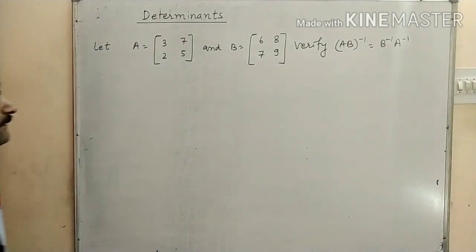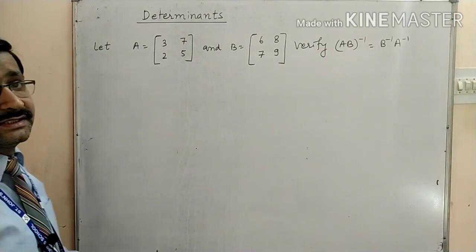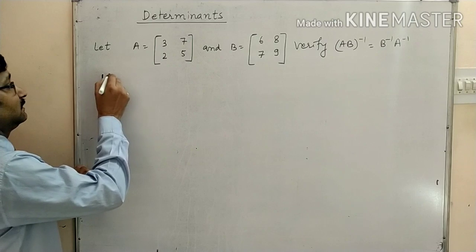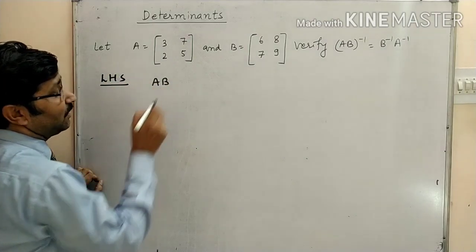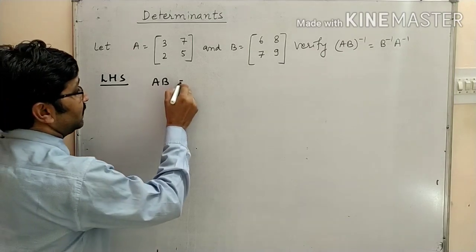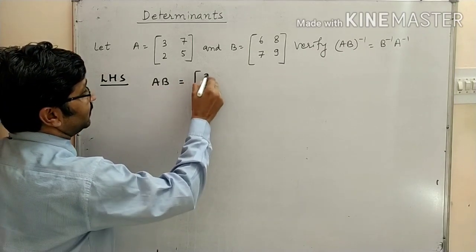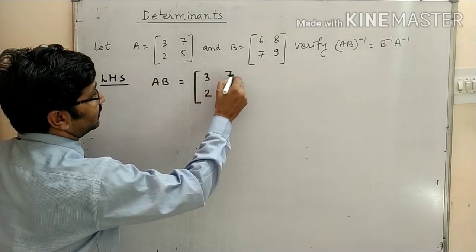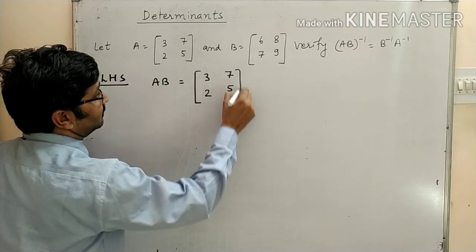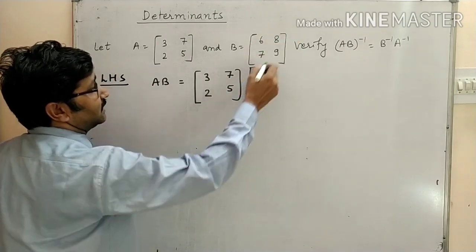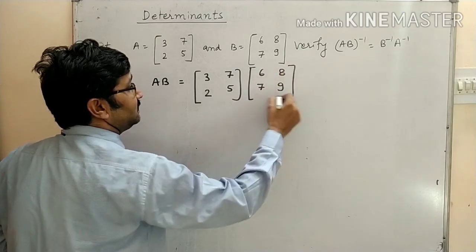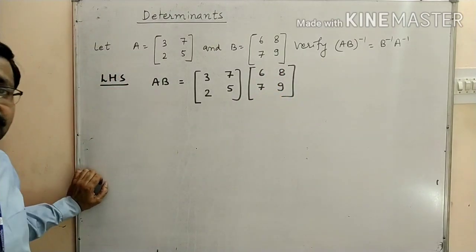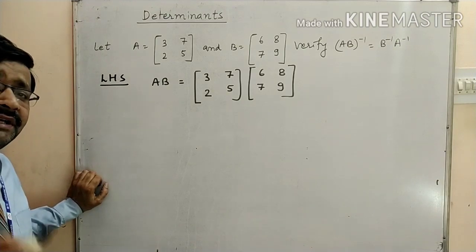Now look here, we will do the left hand side first of all. So in the left hand side, what is given to you is AB. And how can we find AB? Look here, AB we find by multiplying A and B. A is the first matrix and B is the second matrix, 6, 8, second row is 7 and 9. And you have to multiply these according to the matrix multiplication rules.